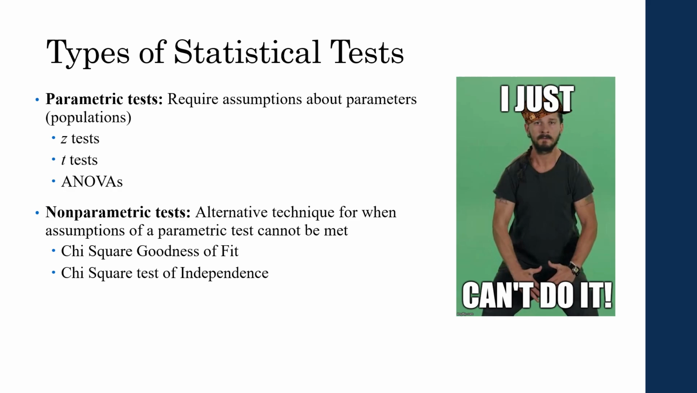Non-parametric tests are an alternative technique for when assumptions of a parametric test cannot be met. The meme here is ridiculous, but it highlights the idea that these tests are for when we cannot run a parametric test. There are several different non-parametric tests out there, but in this lecture we will cover chi-square goodness of fits and chi-square tests of independence.